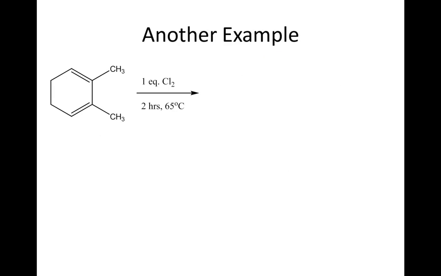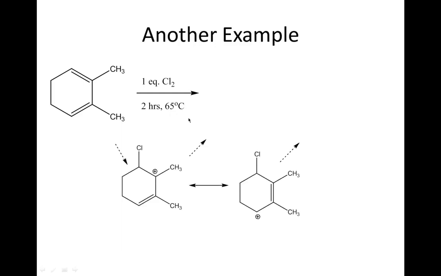So here's one other example. Suppose that you take this conjugated diene and you put in one equivalent of chlorine molecules, and I have actually specified conditions here, 2 hours and 65 degrees, which is a longer amount of time and not too hot, but more energy is available in this system. And we want to know what we'll get.